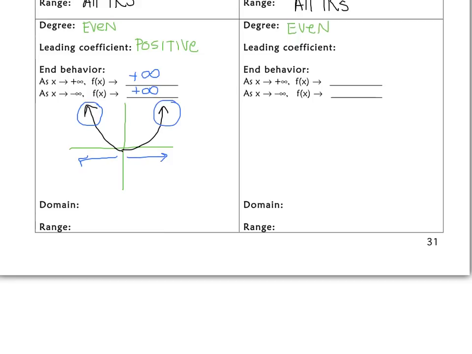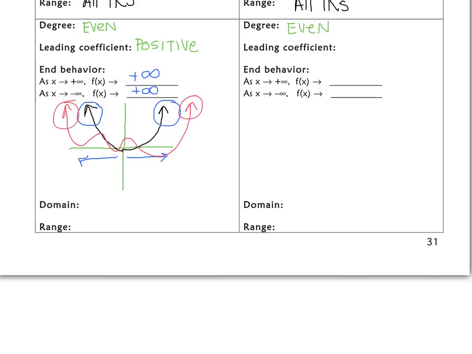So a lot of times you think about this as a field goal. When it's even, both arms would be up. Again, we're going to do higher degree things. There's going to be x to the 8th or something like that. So it's going to look like this or whatever. But the end behavior is the same. On both ends it's going up. So f of x approaches positive infinity.